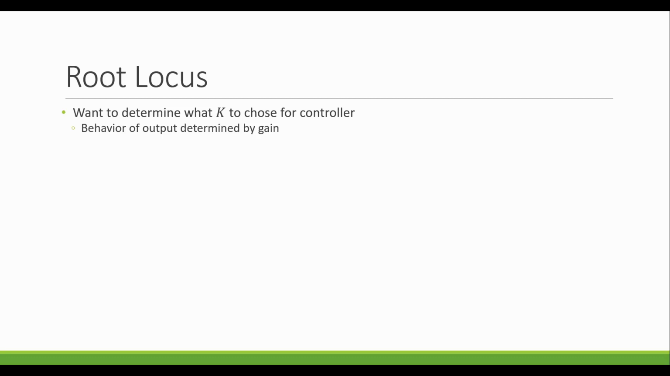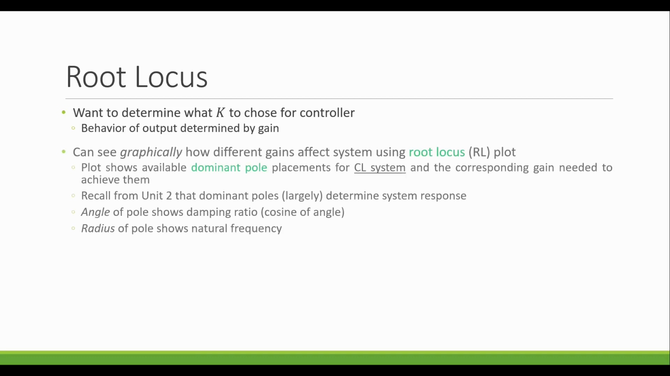So one method for choosing a K from this infinite number of possibilities is the root locus. Basically what it's going to do is graphically show us how different gains are going to affect the behavior of our system. And really what we're looking at is all of the possible dominant poles, or complex conjugate poles, that we can have in our closed loop system. So it's going to graphically show us all the ones we can select from, and then we're going to be able to see what gain is going to get us to that specific pole location.